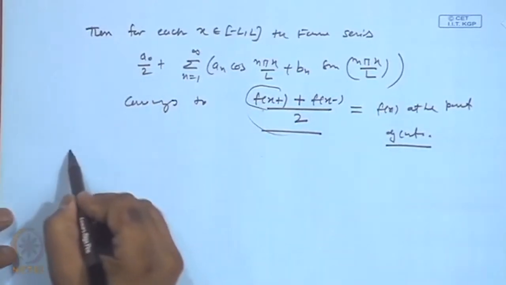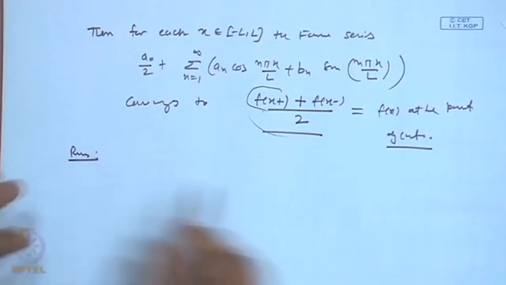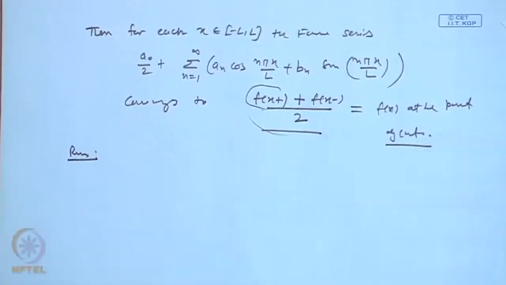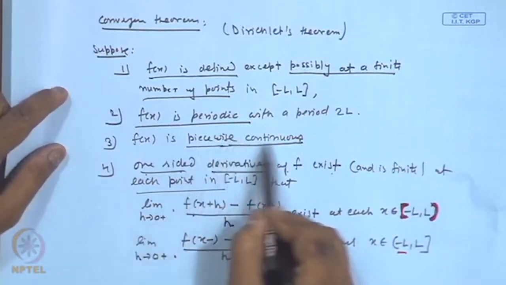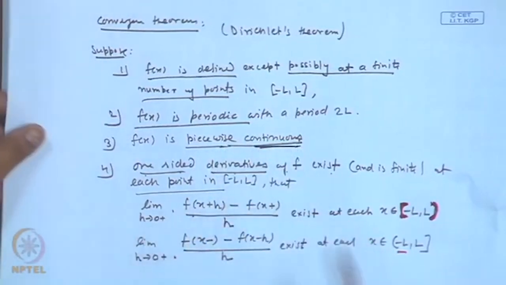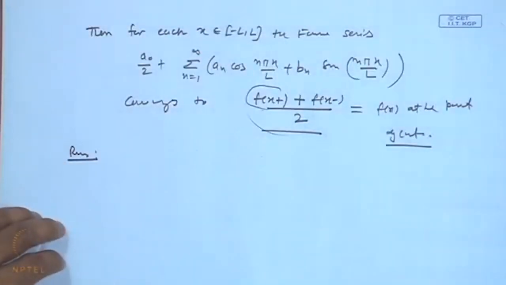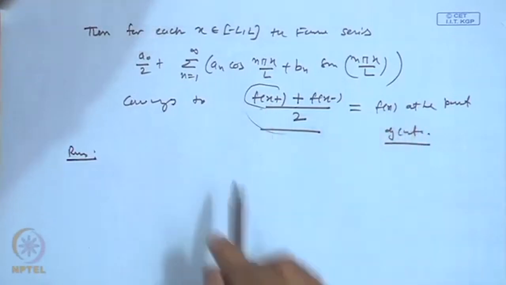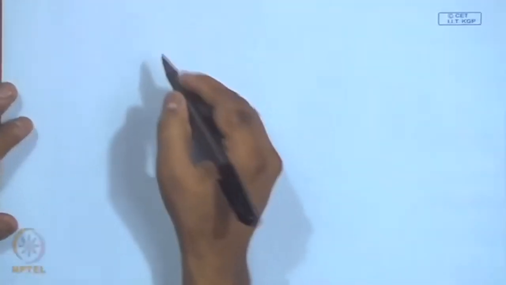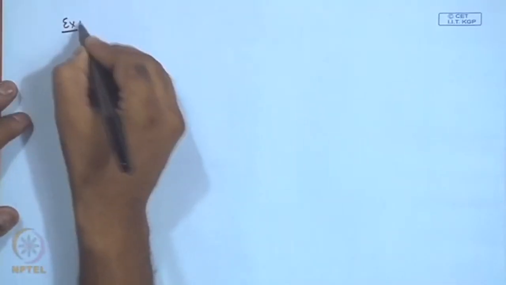And the last remark: in addition to all these assumptions, if our function is continuous, then we have an even stronger version of this convergence, and that is the uniform convergence. But we are not going into the detail of all these convergence. So, let us just quickly go through one example.